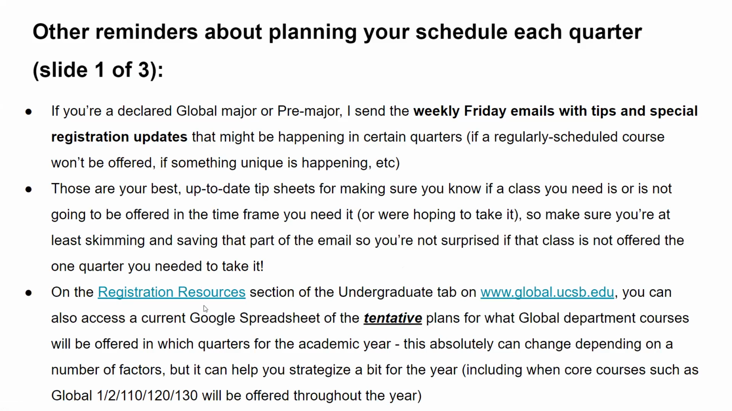And then the other thing that's nice to know is that the registration resource section of our website has a Google spreadsheet linked on this page of the tentative plans for what classes in the Global Studies department are going to be offered for the whole academic year. Very tentative, definitely can change depending on factors like if a professor ends up not being available that quarter or things otherwise have to change. But it can kind of help you strategize a bit for the year beyond just what you'll see in the regular GOLD registration system.